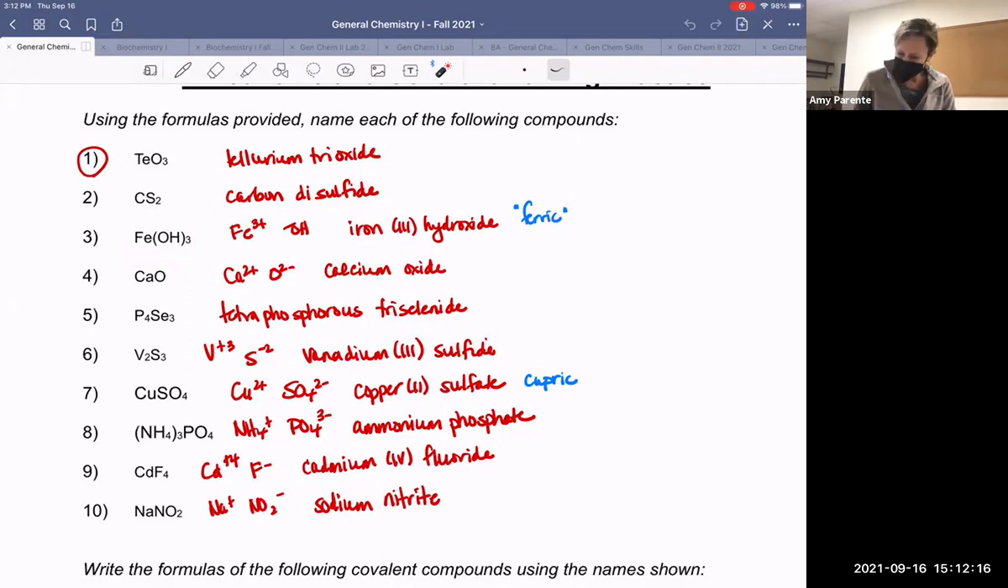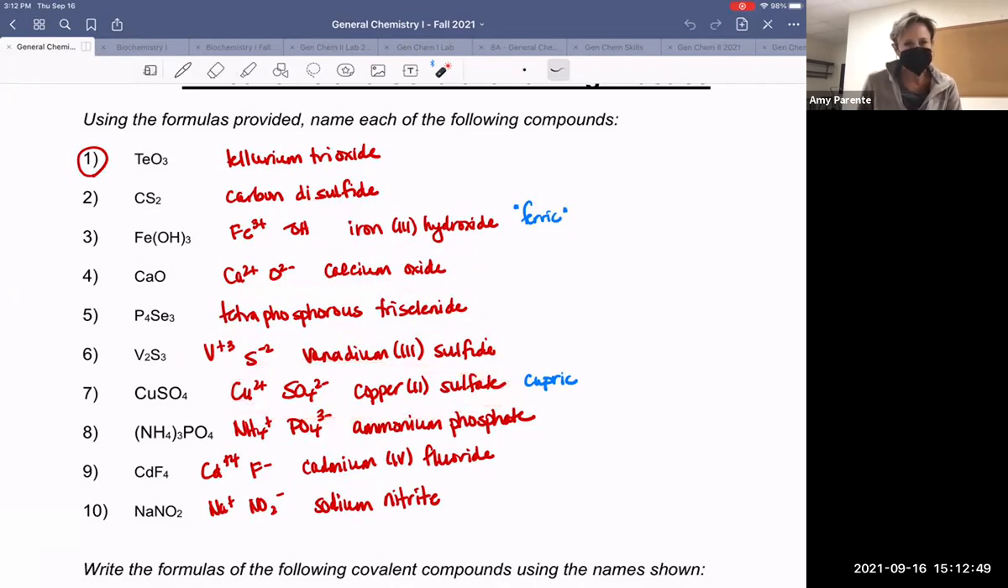All right, so moving on, we've got iron 3 hydroxide. You could also call this ferric hydroxide. Remember, there are like 6 or 7 of those where it's important to know the common names as well. Then we've got calcium oxide. This one is another covalent compound, so we need to use those Greek prefixes: tetraphosphorus triselenide. We see a lot of vanadium compounds here. This is going to be vanadium 3 sulfide.